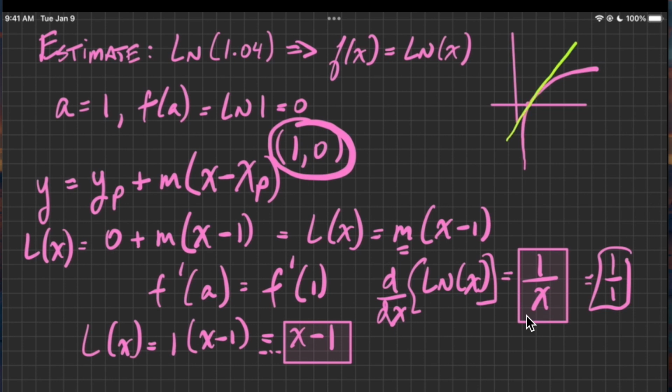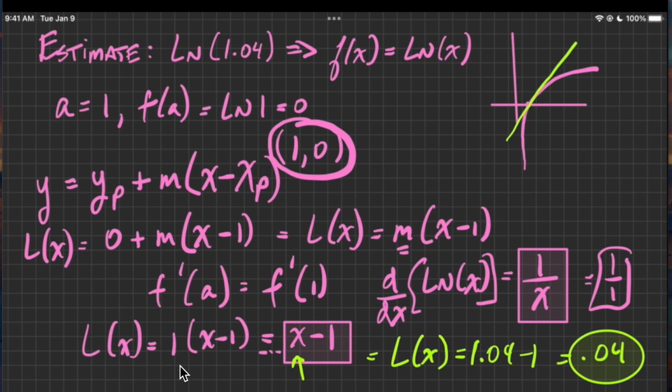So what we want to do is find the natural log of 1.04. So 1.04 is going to be about here. We're going to figure out what the value is on our tangent line, and it's going to be very close to what it would be on the actual natural log function. So if we plug in 1.04 for x, our L of x value is going to equal 1.04 minus 1, or 0.04, which, as we predicted at the outset, is just above 0.